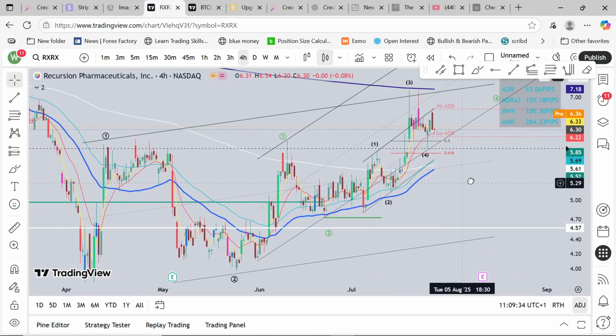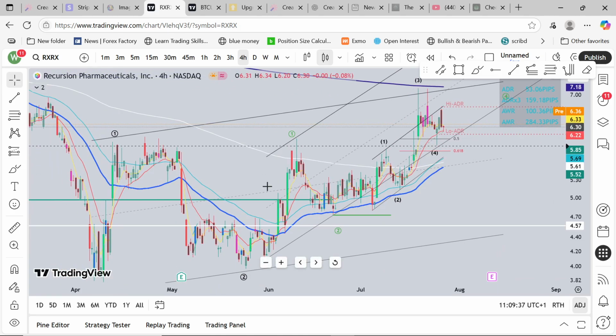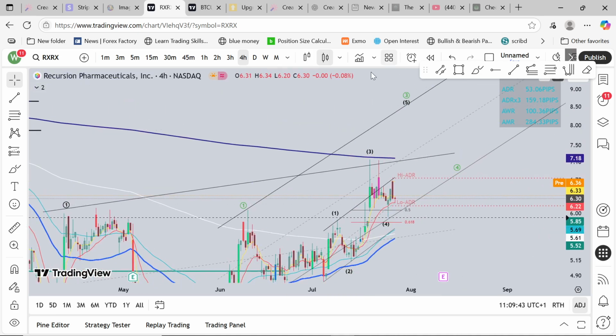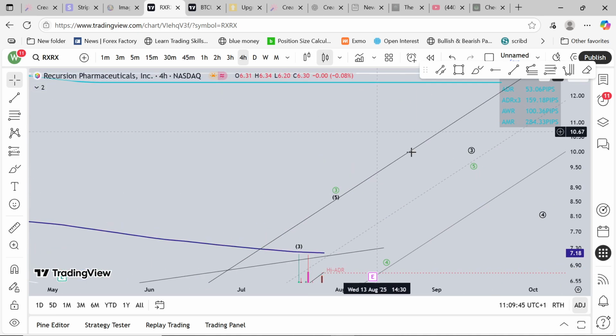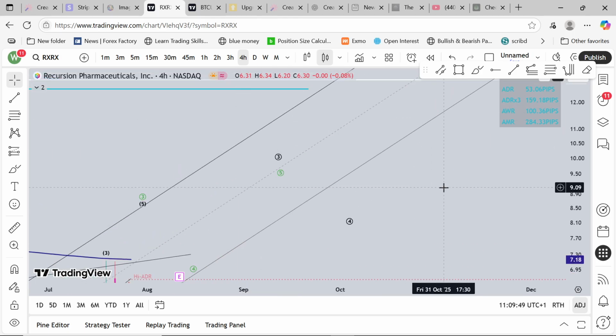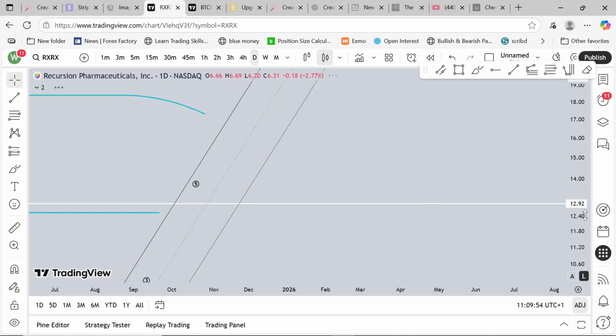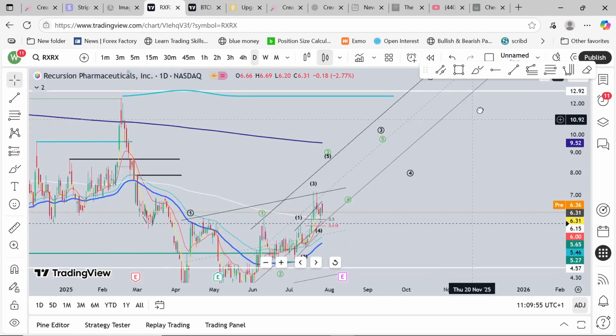So the count currently I've got is black 1, black 2. Looking for a whole lot more. I've got green 1, 2. I don't even have my green 3 yet. So when I get my green 3, 4, and 5, I'll have black 3. I'm looking for black 4. Then I'm looking for black 5. So I'm looking for a lot of upside on Recursion Pharmaceuticals.